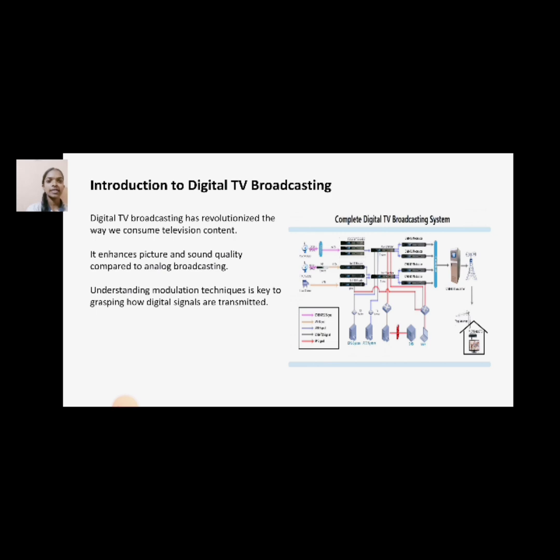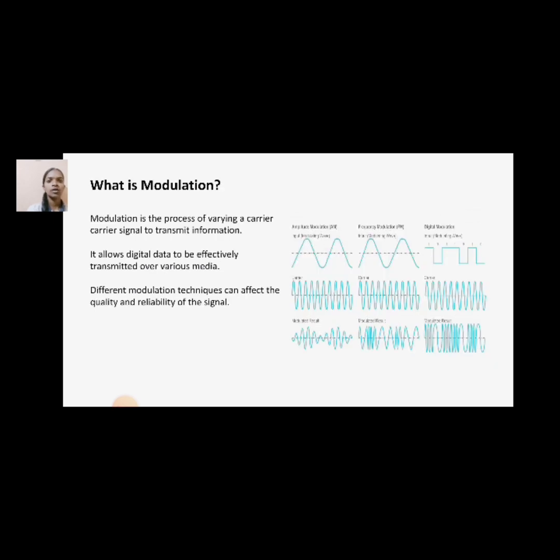Digital TV broadcasting has revolutionized the way we consume television content. It enhances picture and sound quality compared to analog broadcast. Understanding modulation techniques is key to grasping how digital signals are transmitted. What is modulation? Modulation is the process of varying a carrier signal to transmit information. It allows digital data to be effectively transmitted over various media. Different modulation techniques can affect the quality and reliability of the signal.